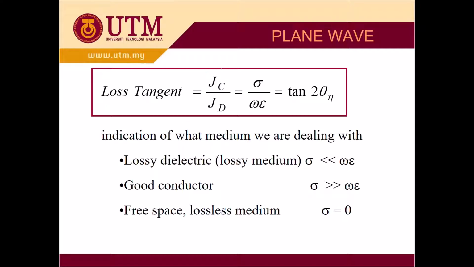Basically, the loss tangent is the ratio between the conduction current density and the displacement current density, JD. When we solve this, we get that the loss tangent equals sigma divided by omega epsilon, like what we proved in our previous chapters. This loss tangent can also be represented by tangent theta n. Okay, we will see what this theta n is.